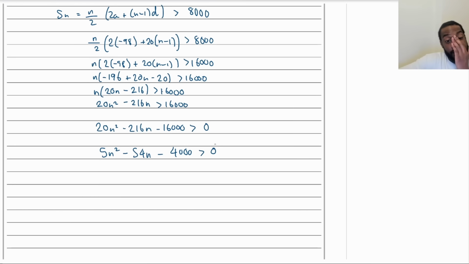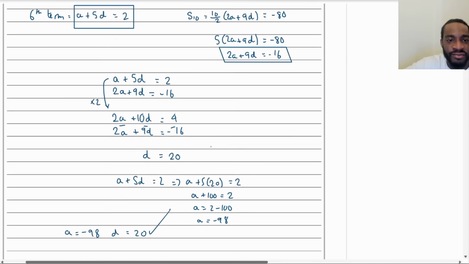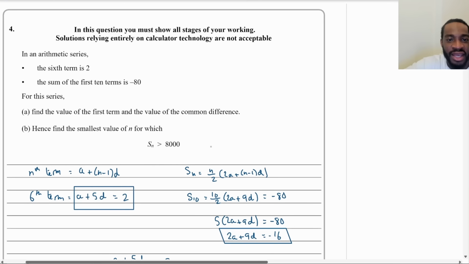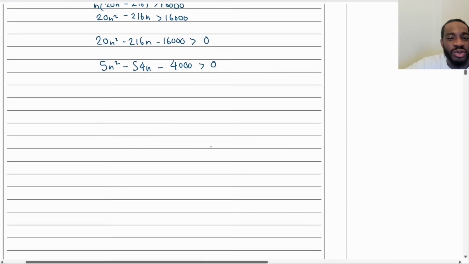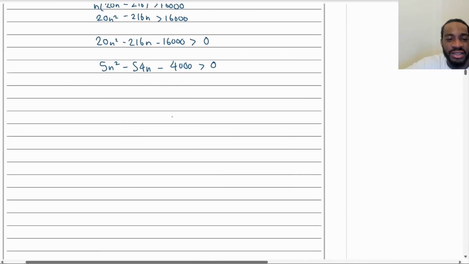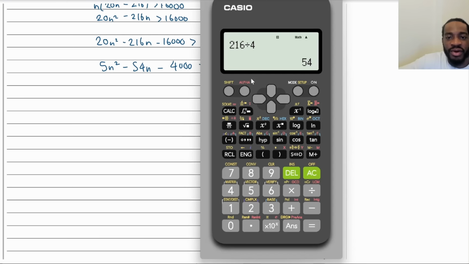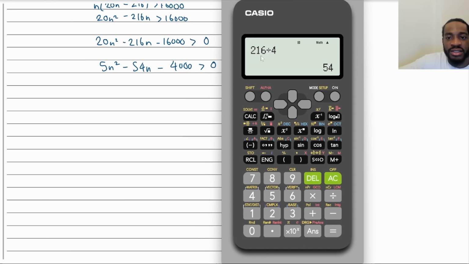And then let's just use the quadratic. So what does the question say? Solutions relied entirely on calculator logic will not be acceptable. So I'm going to use the quadratic solver. Someone let me know in the comments, can I use it from here? I think I can, because obviously I've used algebra. I've shown this here. I've not relied on it entirely because I still need to interpret it. But let me know in the comments.